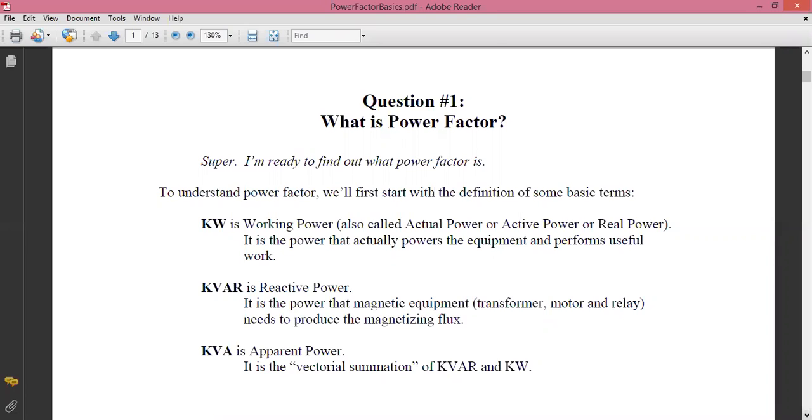Whereas kVAR is the reactive power, and it is the power that magnetic equipment like transformers, motors, and relays need to produce the magnetizing flux. And kVA is the apparent power. It is basically the vectorial summation of kVAR and your active power.